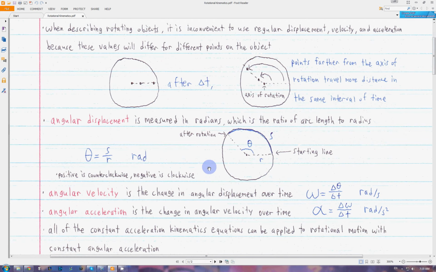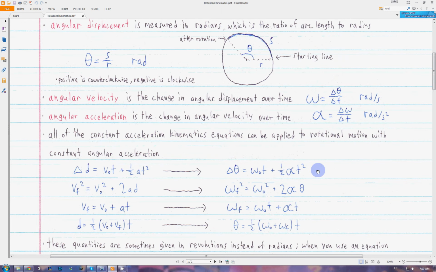So angular velocity is just the change in angular displacement over time, and it's represented by this kind of W, which is the Greek letter omega, and the units are radians per second. And then we have angular acceleration, which is the change in angular velocity over time, and it's represented by the letter alpha, and the units are radians per second squared.